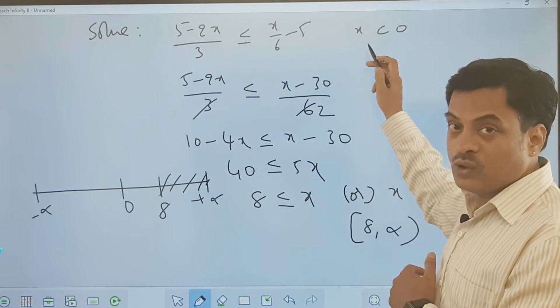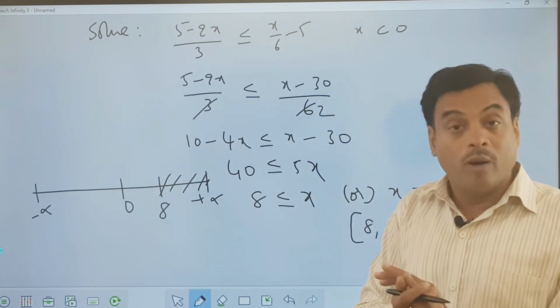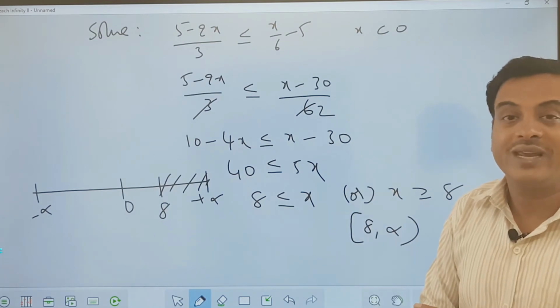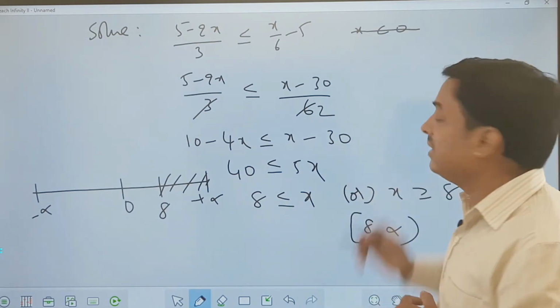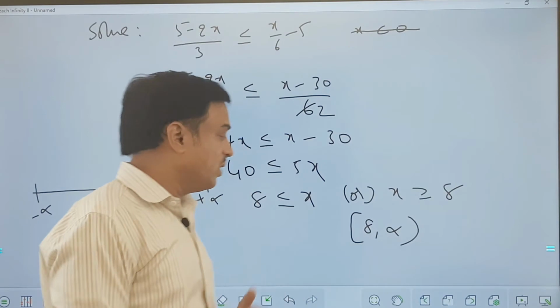The precondition given was x less than 0. So no condition will be common for both of them. So there is no solution we can write as an answer. Right now this condition I'll eliminate. Just a trial I made to make you understand.